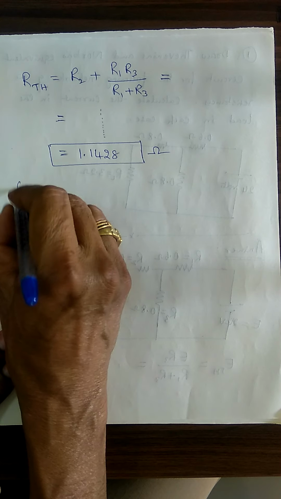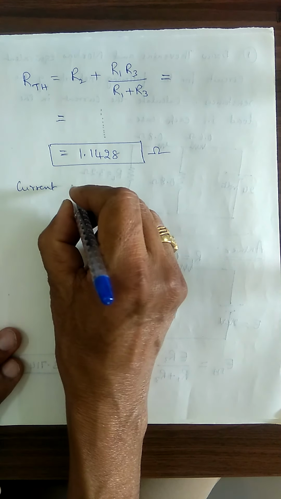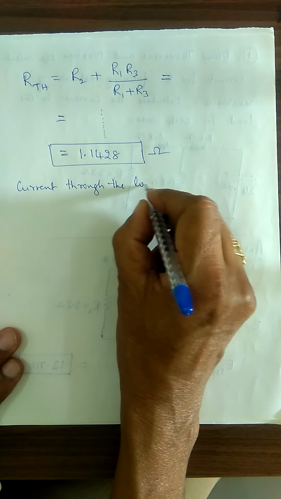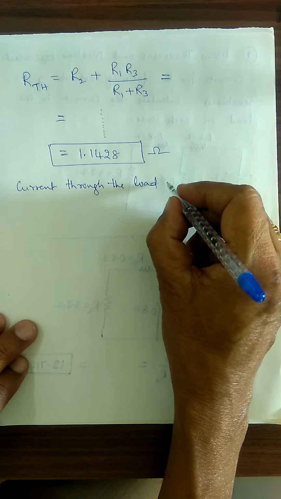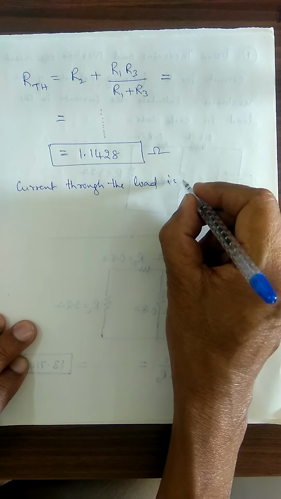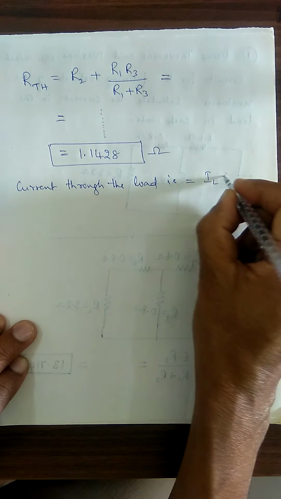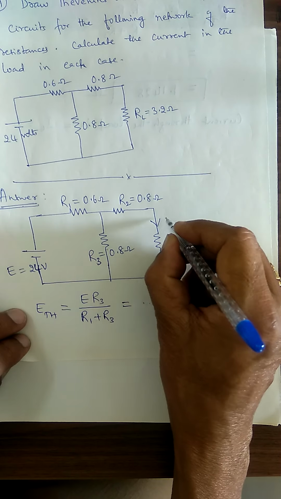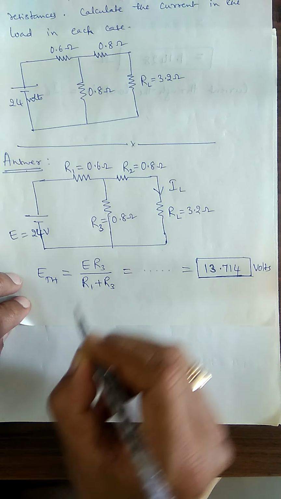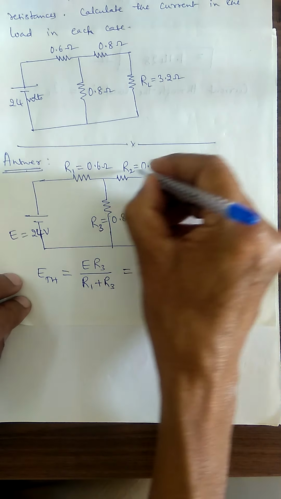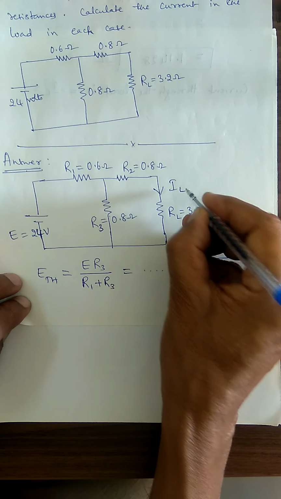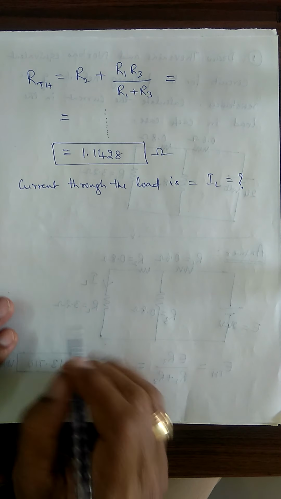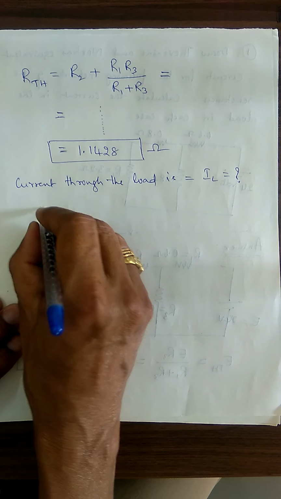Now, next step, current through the load. The current through the load is IL, that I am supposed to calculate. Which is IL? This one. The current that flows through the load is IL, the load current. That is to be determined. So let us do the calculation for IL.